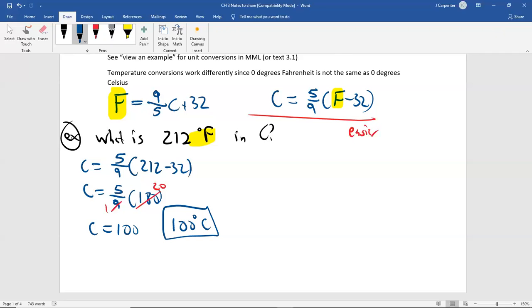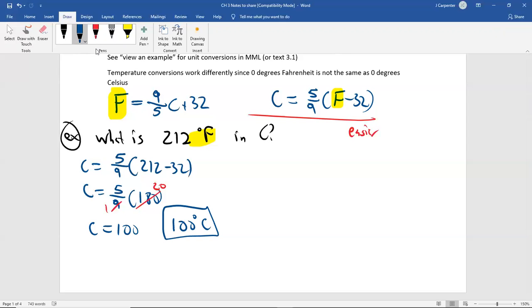Now, spoilers, the question in your quiz has nothing to do with temperature, so you don't worry about how to put this little degrees symbol in Canvas. Don't worry about that. It's a much simpler idea there.